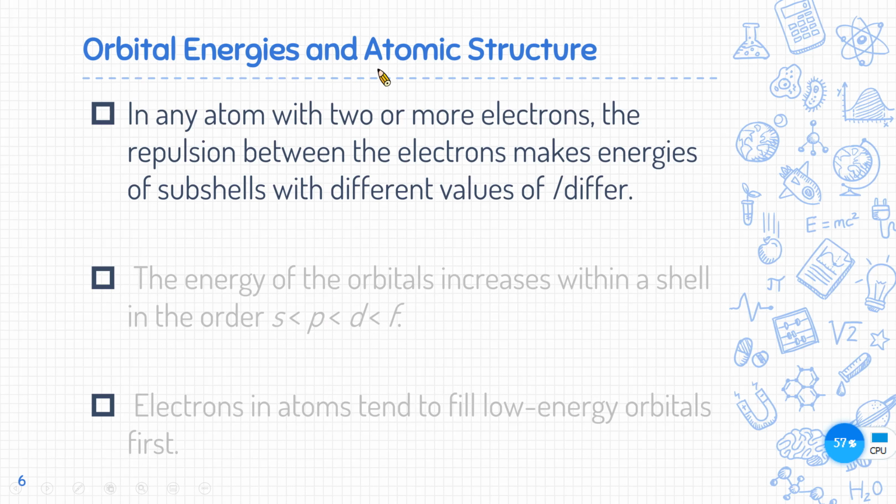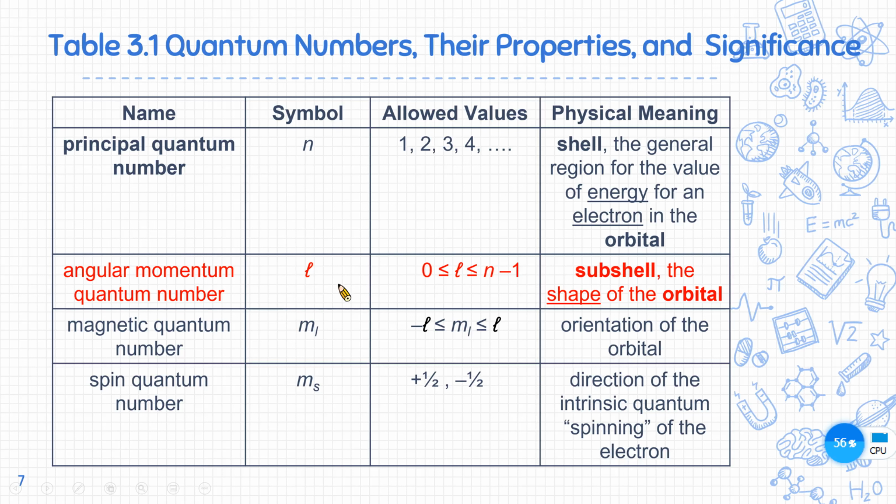Orbital energy and atomic structure. In any atoms with two or more electrons, the repulsion between the electrons makes the energy of subshells with different values of l differ. What is a subshell? What's l? As we know, l is the angular momentum quantum number. The allowed value is from 0 to n-1. The physical meaning is a subshell, the shape of the orbital.